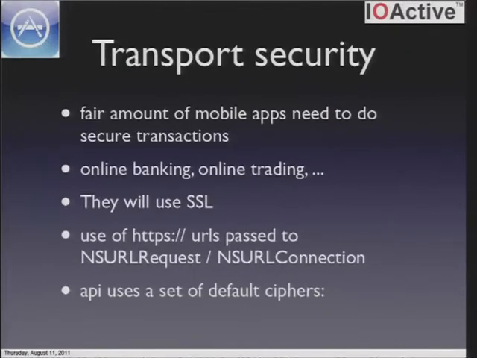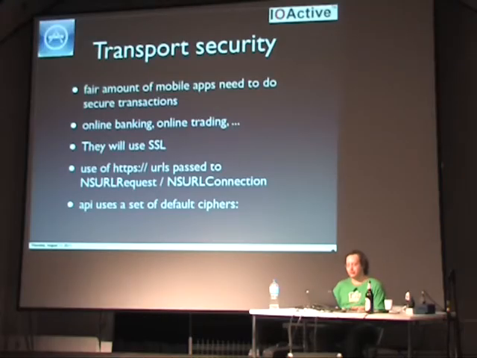So the first thing I'll be talking about is transport security. Turns out there's a large number of applications that run on iOS where you would want to use some kind of transport security: online banking, online trading, all sorts of stuff where you don't want your data to just leak out in the clear. Most of these apps will end up using SSL because it's the easiest thing to do, and the SSL stuff is just embedded in the APIs, and you don't have to do anything really.